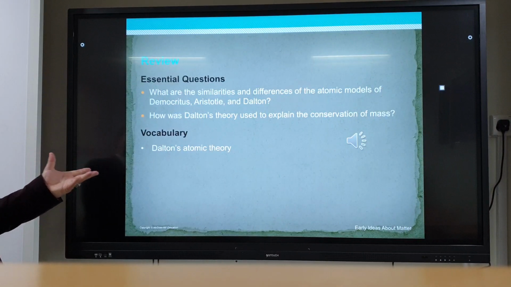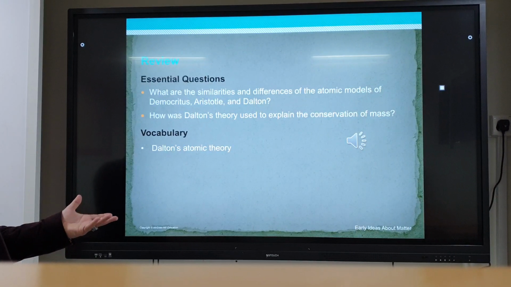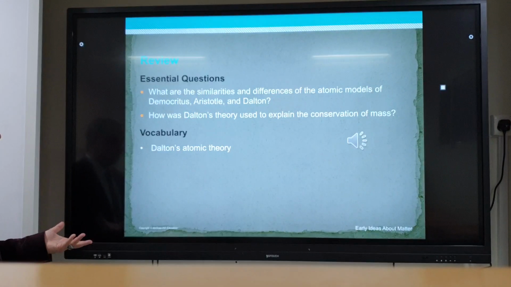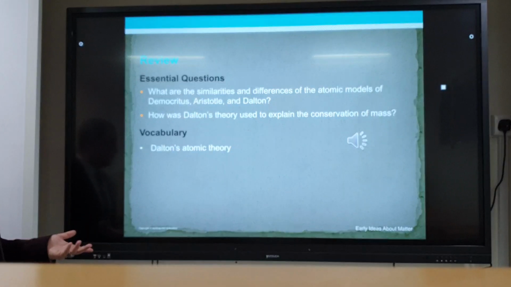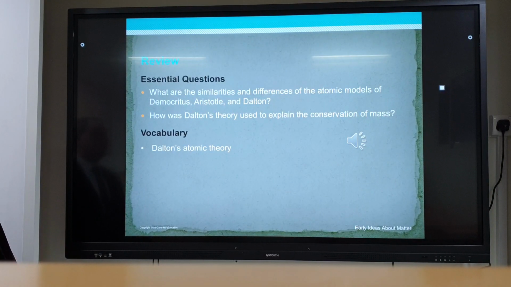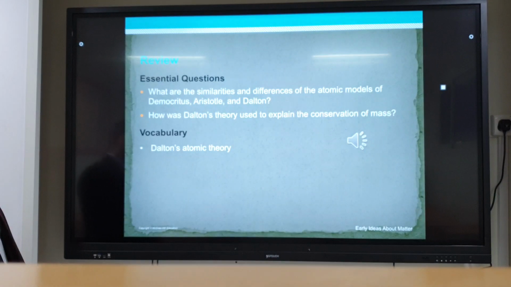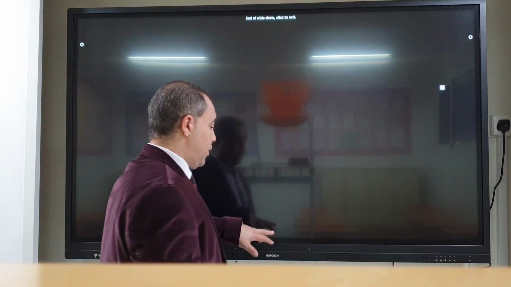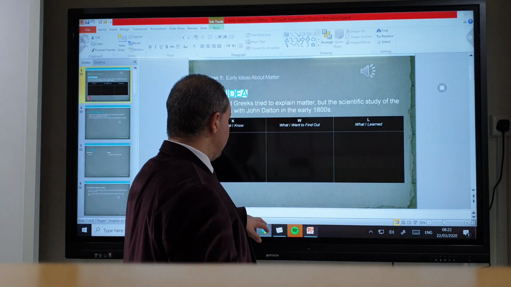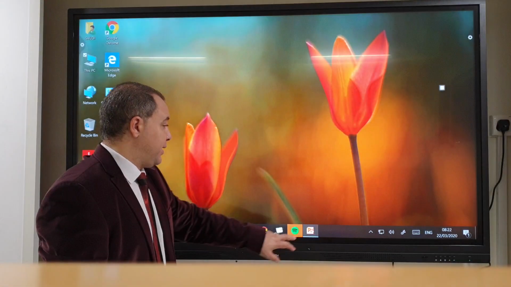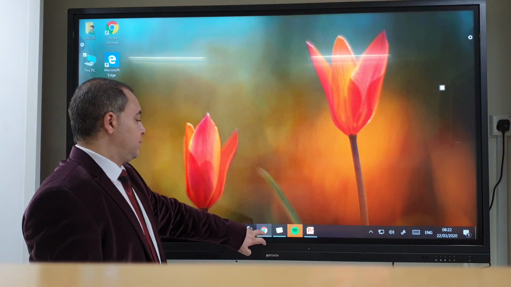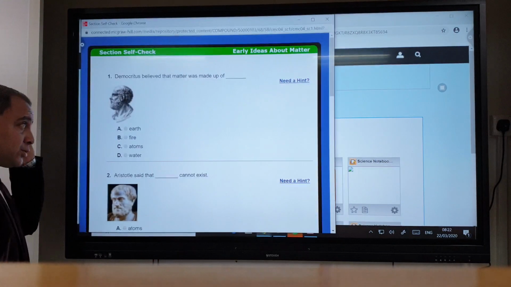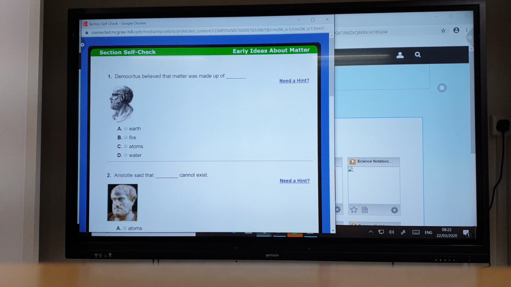So, the essential questions that we studied in this lesson: what are the similarities and differences of the atomic models of Democritus, Aristotle, and Dalton? And how was Dalton's theory used to explain the conservation of mass? After that, we ended our lesson, and now we are going to ask some questions. Try to answer this question.